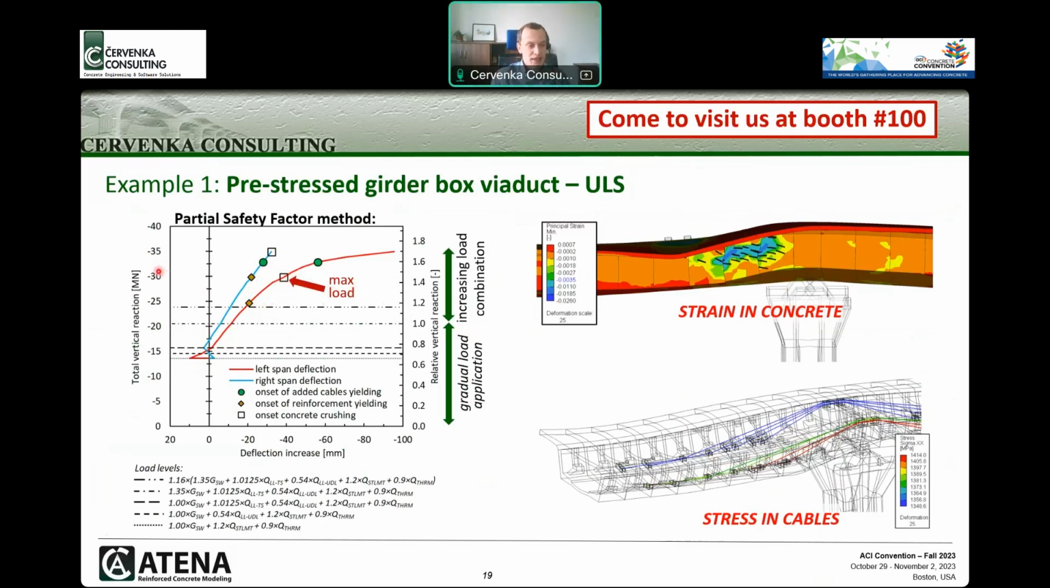required design. After that, if we kept increasing the load, we observed yielding of the additional pre-stressing cables, and the structure goes into very plastic behavior, almost reaching the peak load.